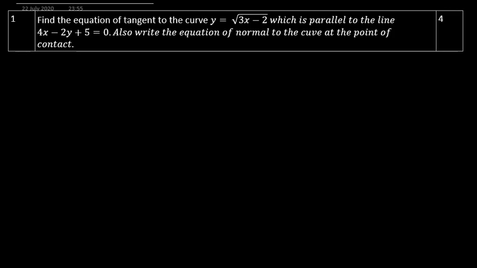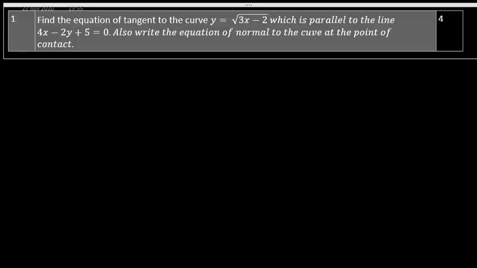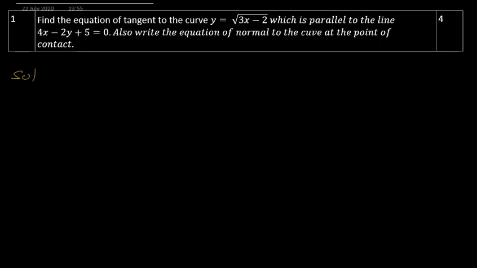Now here in this problem, both of them are not given. We have been given the curve but we have not been told at which point on the curve the tangent is. What they have given is that the tangent is parallel to 4x minus 2y plus 5 equal to 0. So we will start our solution.